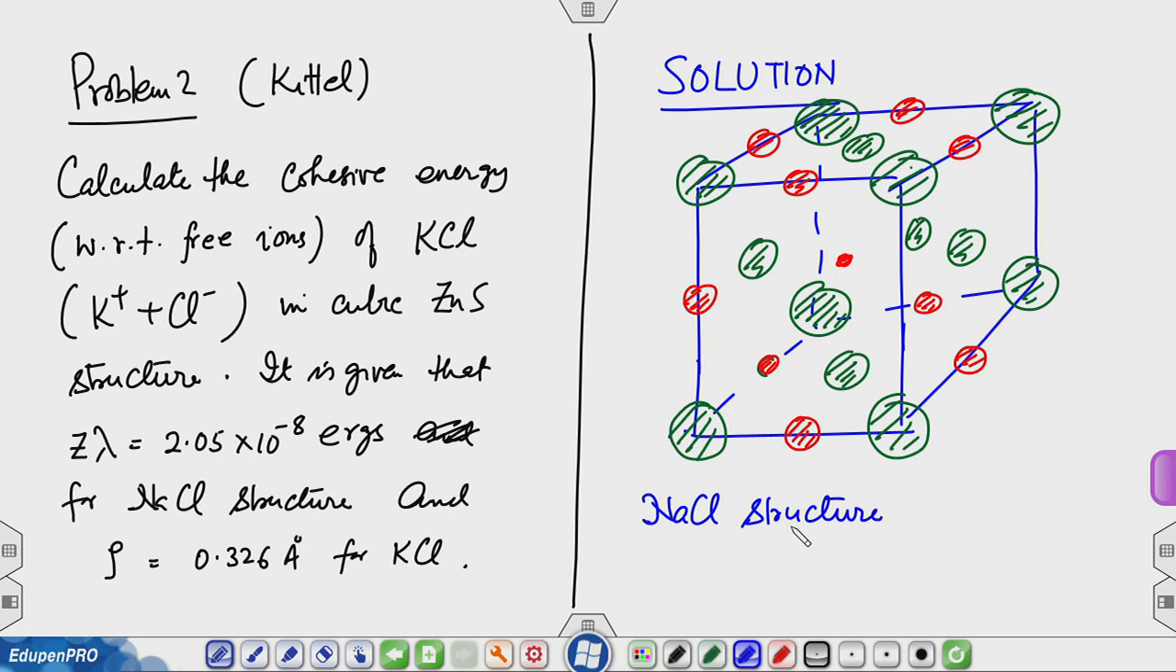Just look at the structure carefully. I may have missed one or two ions here and there, but what is clear is that if I look at the ion in the center, so I am just encircling it once more, it has 6 neighbors, 6 nearest neighbors.